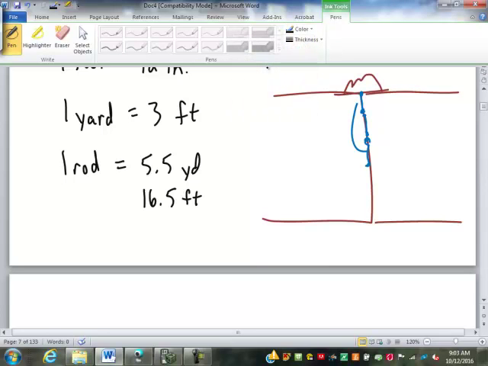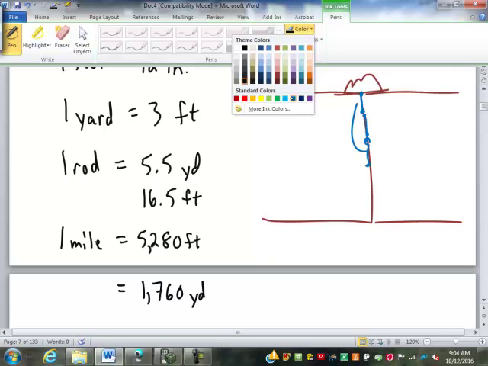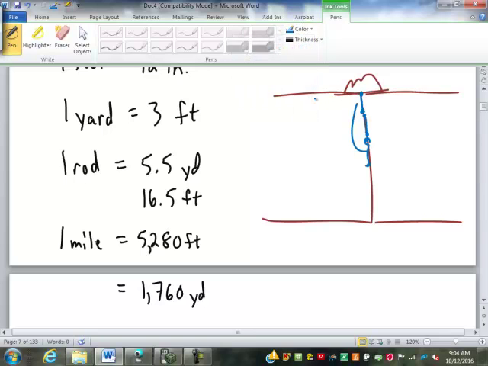So we brought up furlongs, an eighth of a mile. We're not going to use those too much. We're going to jump up to a mile. Anybody remember how long a mile is? 5,280 feet. Anybody remember it in yards? 1,760 yards. Good. Or 320 rods, if you wanted to know. Or 8 furlongs.